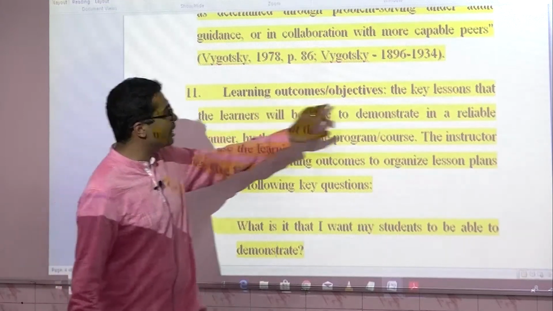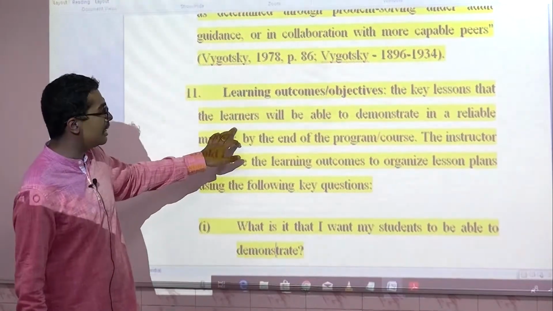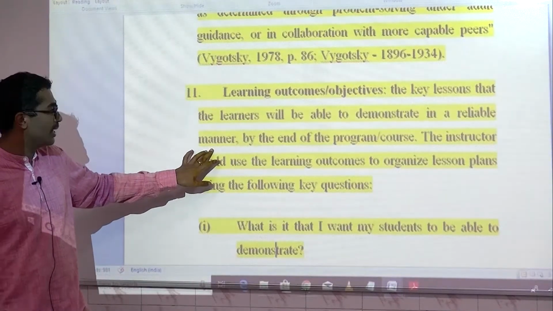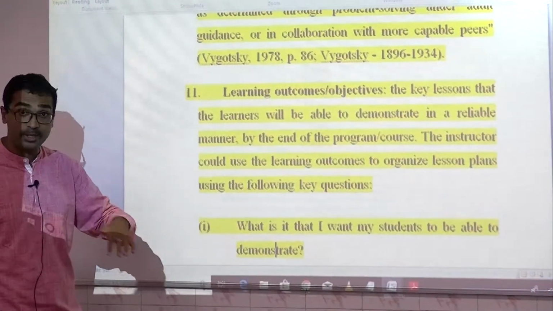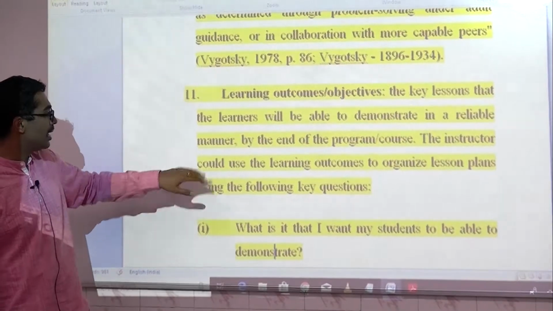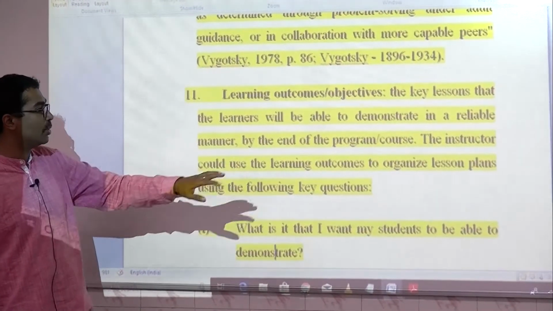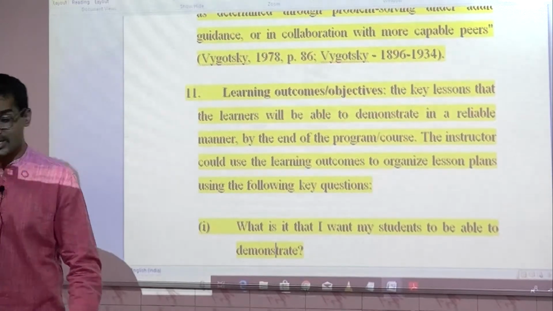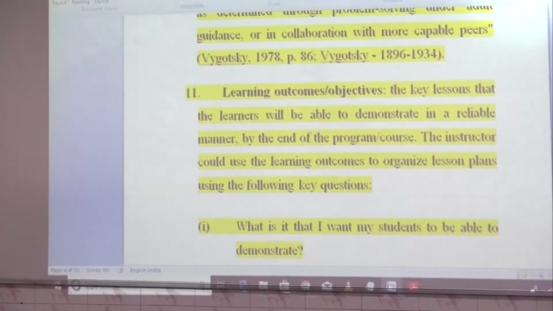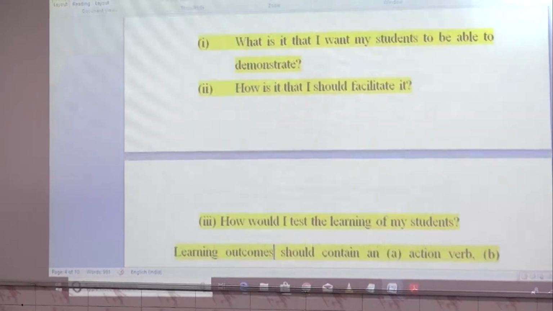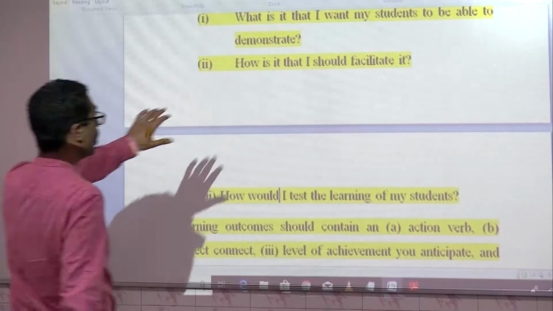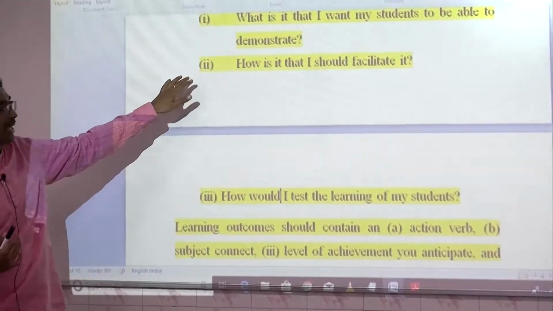So learning outcomes or objectives are key lessons that the learners will be able to demonstrate in a reliable manner. That means you need to have a certain set of yardsticks that are well defined. The instructor could use the learning outcomes to organize lesson plans using the following key questions. These are the questions I ask myself when I write out learning outcomes for my students. For example, what do I want my students to demonstrate? What do I want them to do, to show to me?